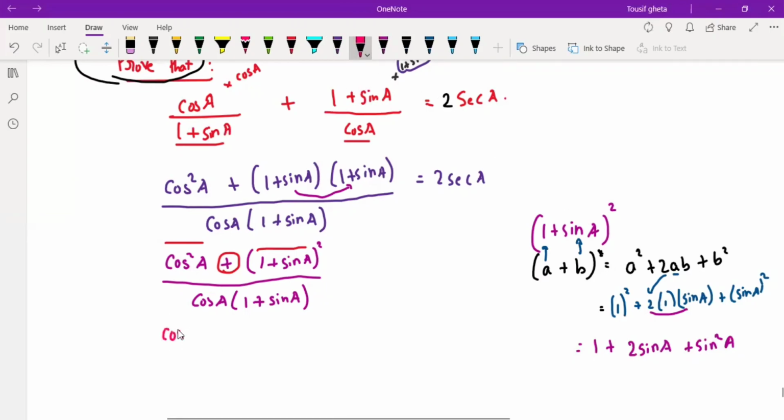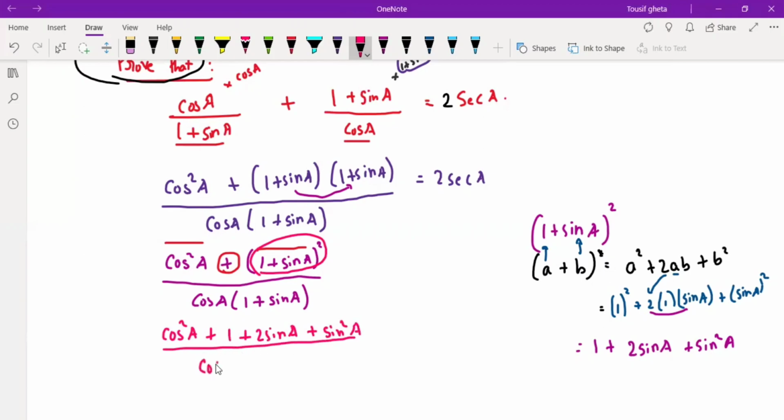So cos square A plus, in place of this factor we got three more terms: 1 plus 2 sin A plus sin square A, the whole divided by cos A of 1 plus sin A. Remember, the right hand side we are writing as it is. We are not solving it separately. We will write the right hand side values continuously.